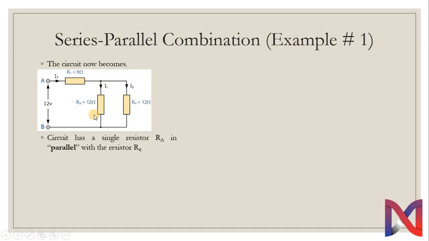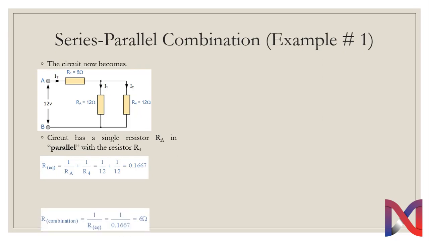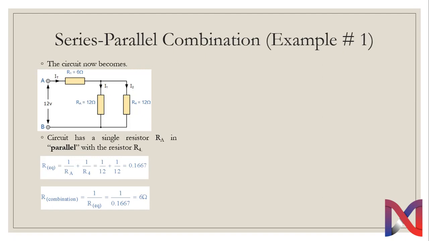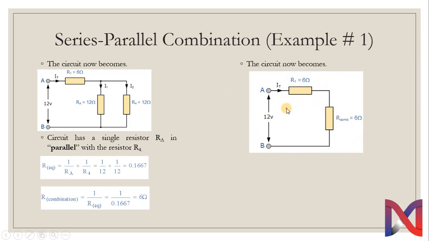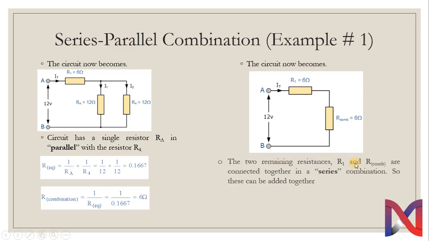As I already mentioned, RA and R4 are now in parallel. Therefore, we can solve it as 1 over R equivalent is equal to 1 over RA plus 1 over R4. It becomes 0.1667. Now, you might remember that this is 1 over R equivalent. So, we have to convert it into R equivalent. For this purpose, we need to reverse it. So, R equivalent of this parallel combination will be 1 over 0.1667, which comes out to be 6 ohm. Now, the circuit is further simplified into 2 resistors connected in series. The equivalent can easily be found now as R1 and the parallel combination are connected in series, so we can add them together. Hence, the overall R equivalent of this circuit will be 6 ohm plus 6 ohm, which is 12 ohm.